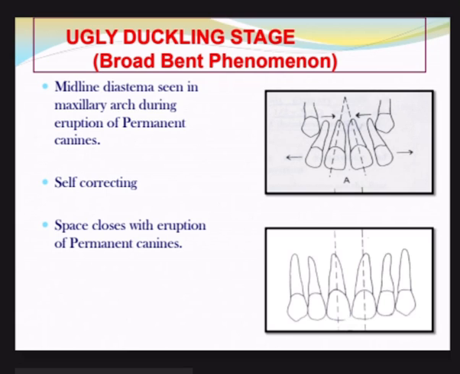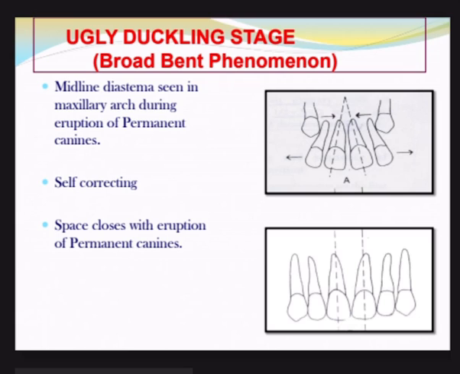Usually parents will bring their child with a big midline diastema. They are concerned about the look of the child and will tell you, doctor, I want orthodontic treatment to correct the spacing. At that time you should know that this is a self-correcting phenomenon. You should not start orthodontic treatment or refer them to an orthodontist.